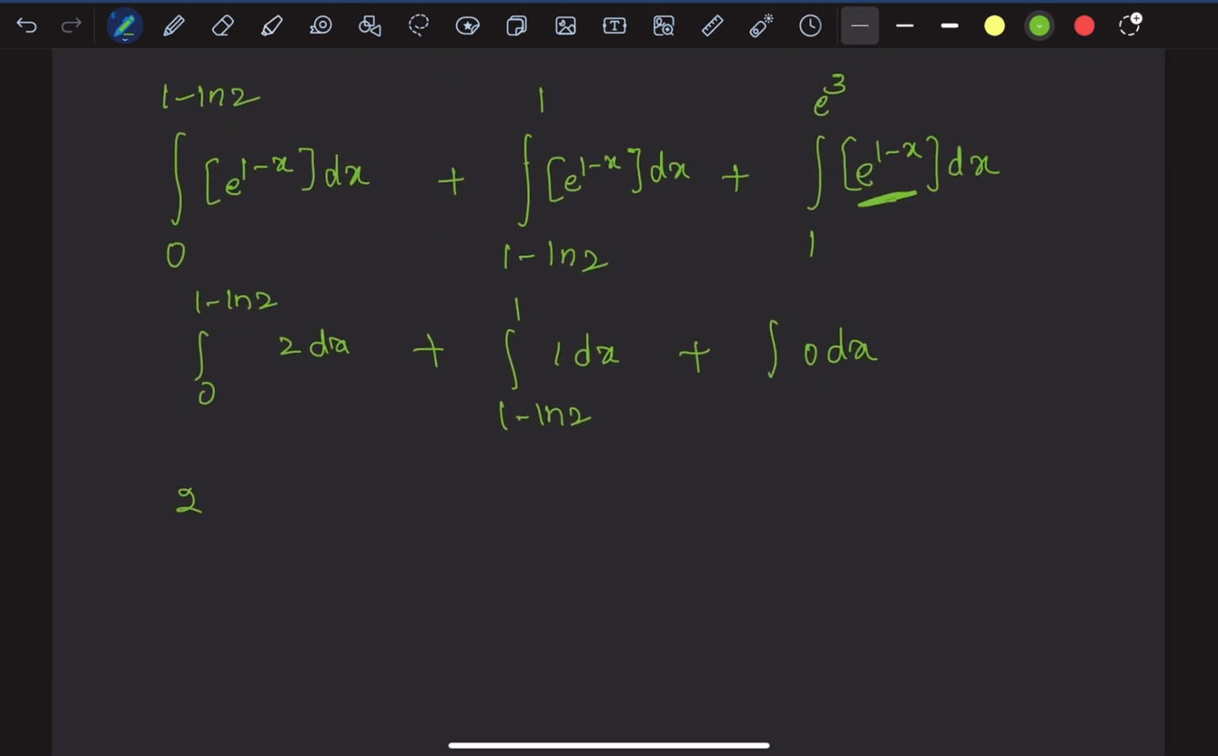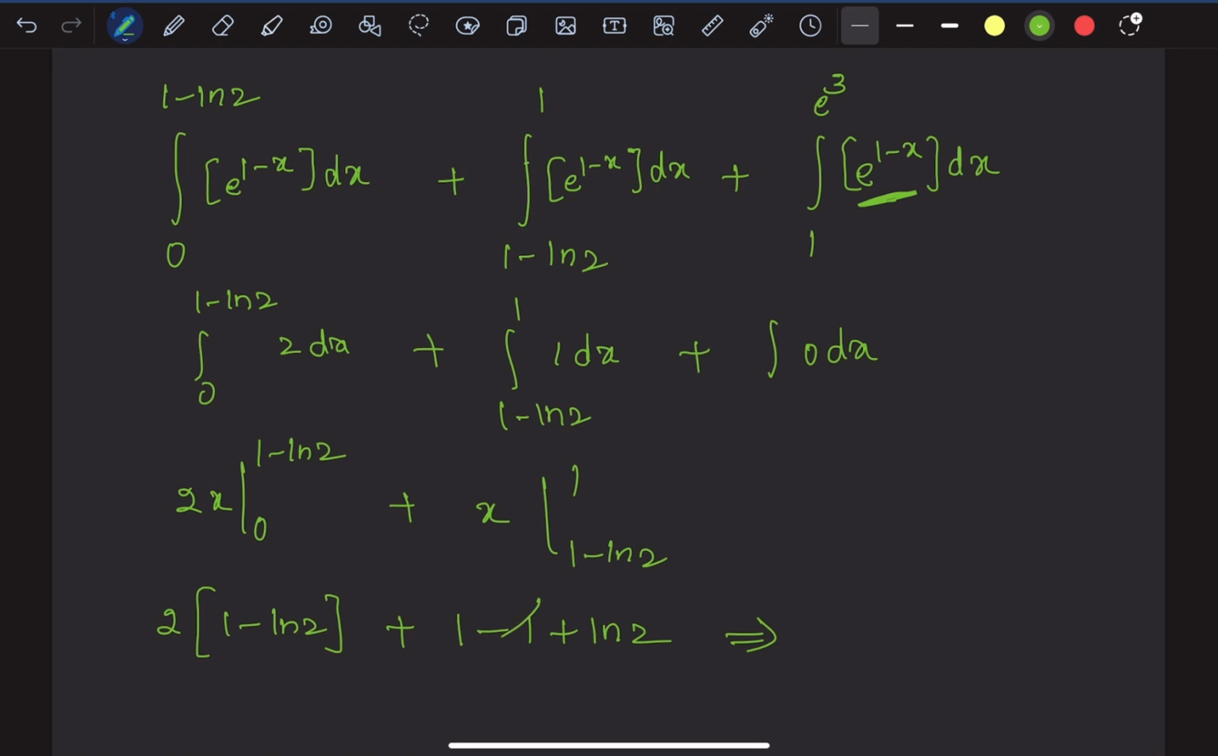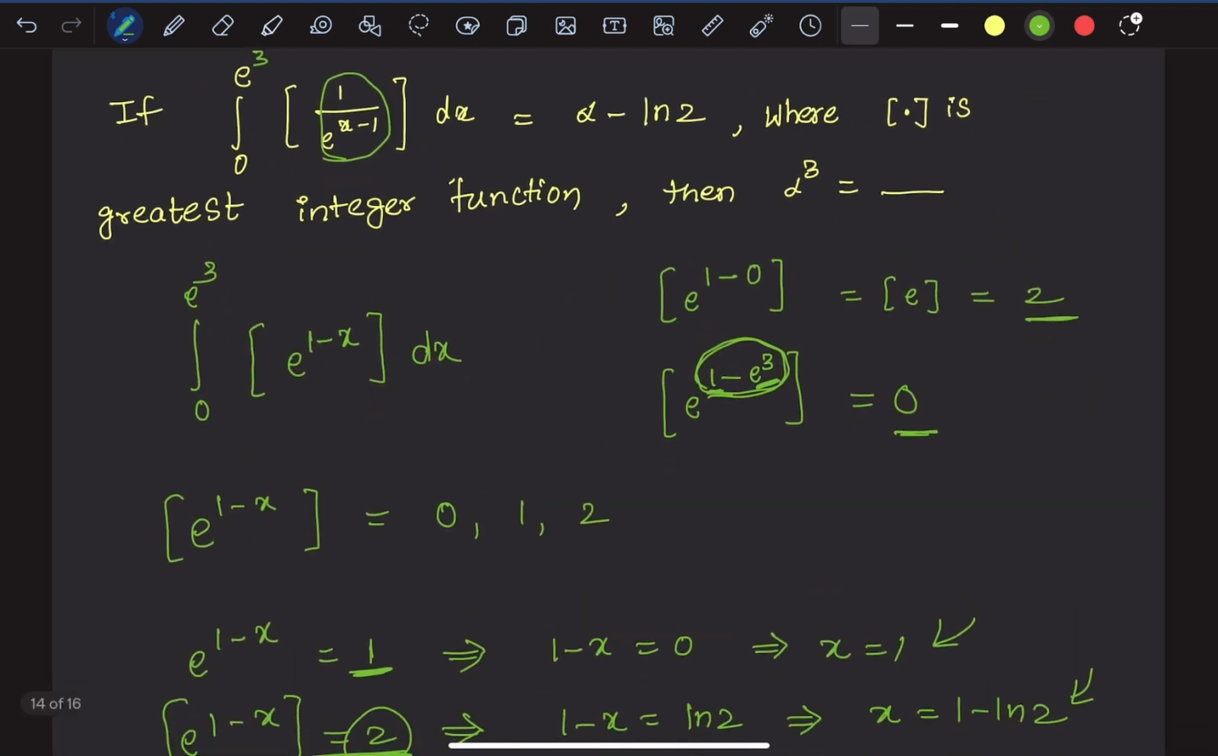So here it will be 2x from 0 to 1 minus ln 2 plus x, the lower limit is 1 minus ln 2 to 1. So 2 times of 1 minus ln 2 plus 1 minus 1 plus ln 2. So this is simply 2 minus 2 ln 2 plus ln 2. So that is 2 minus ln 2. So your alpha will be 2 and alpha cube is 8.